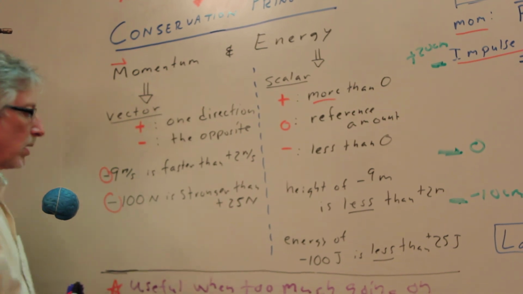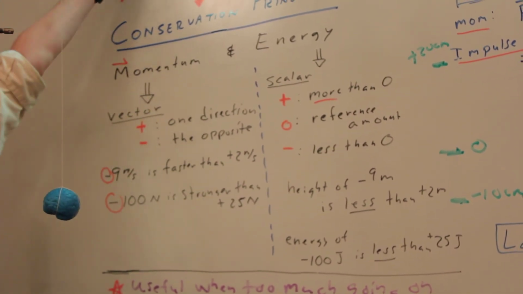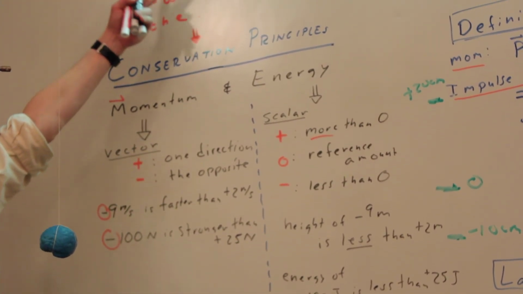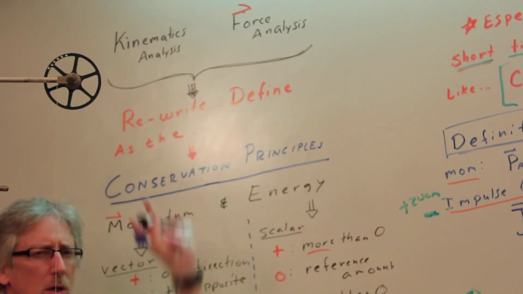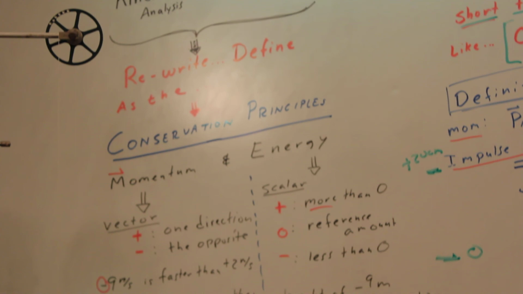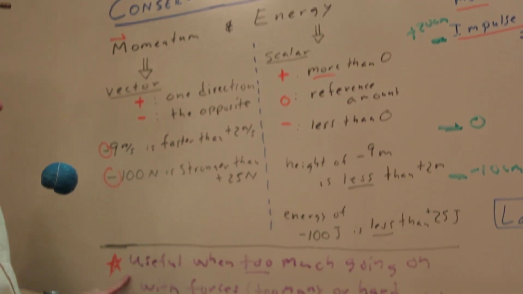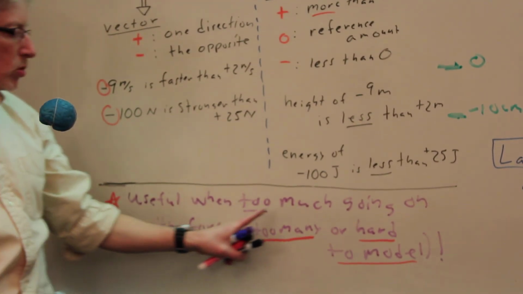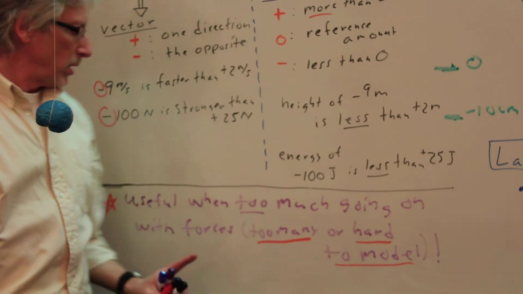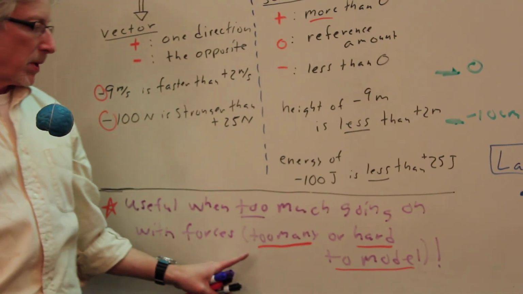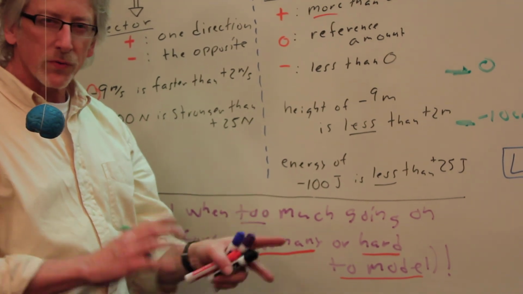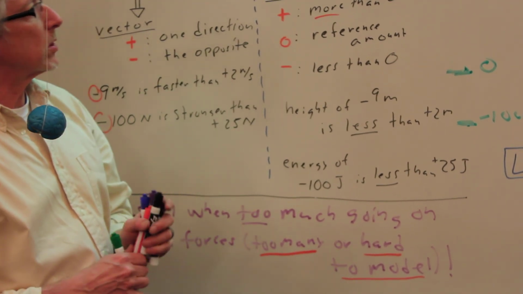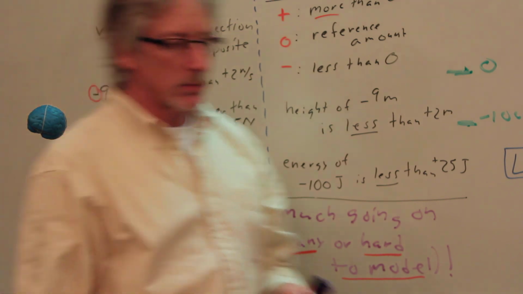Important distinction. So why do we want to reframe this? Well, because frankly, the forces can get really messy and the kinematics can be really hard to keep track of. So I've written a brief statement here. These are useful when there's too much going on with forces. Maybe there's too many forces, or they're just hard to model. And let me show you what I mean by that right now.